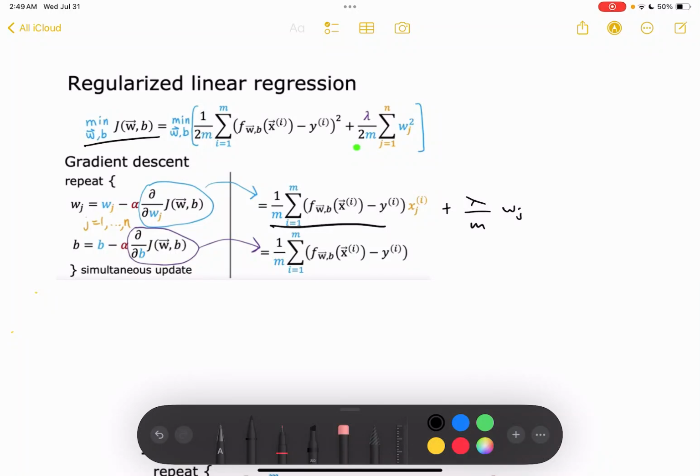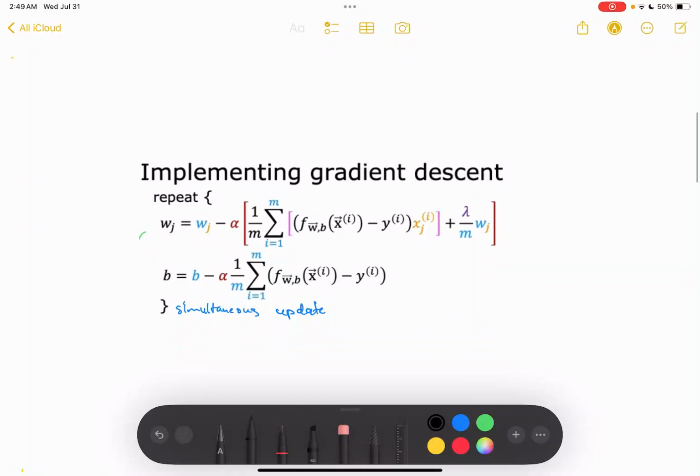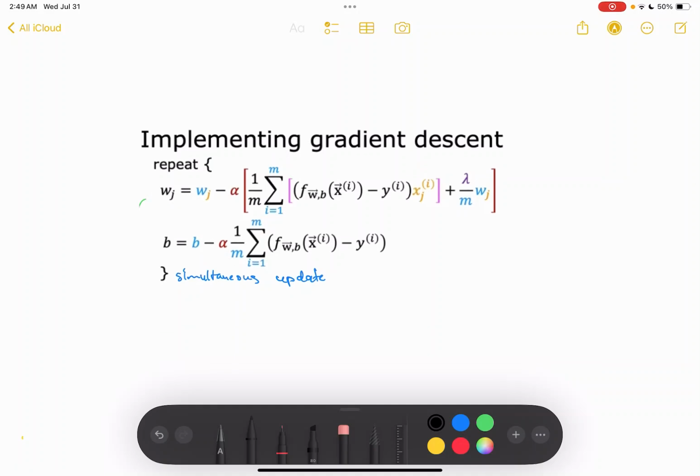And note that we don't actually have to add such a term when we're changing our parameter b because we don't regularize b, so no additional term is needed here. So when we plug this back into gradient descent, we get this. We can actually visualize what exactly this additional term is doing by rearranging this line over here.